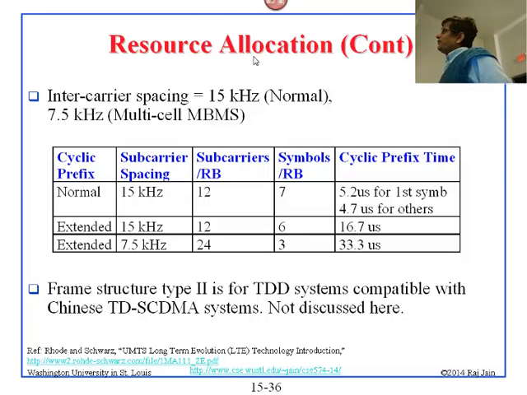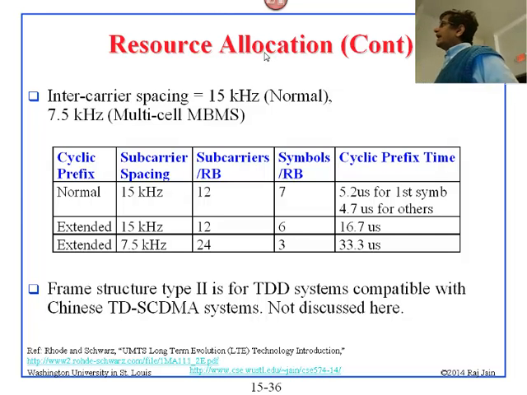Okay, so here in the normal case, this carrier spacing is 15 kilohertz. There are 12 carriers and 7 symbols in the resource block. And this cyclic prefix is 5.2 and 4.7 microseconds, as we saw in the previous picture. In the extended case, the subcarrier spacing is 15 kilohertz. And we give you 12 carriers and 6 symbols. Why 6? Because that is how many we can fit in one slot. And the cyclic prefix is 16 microseconds.